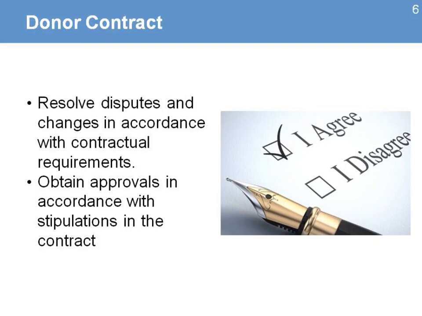You also need to understand the process for resolving disputes and changes in accordance with contractual requirements. Most of the contracts with donors will have a whole procedure, and they will help you identify how you need to manage any disputes, even disagreements about how you perceive or understand something that is said in the contract and what they actually mean. You also need to understand the process for obtaining approvals for any changes that are made on the contract in accordance with those stipulations.